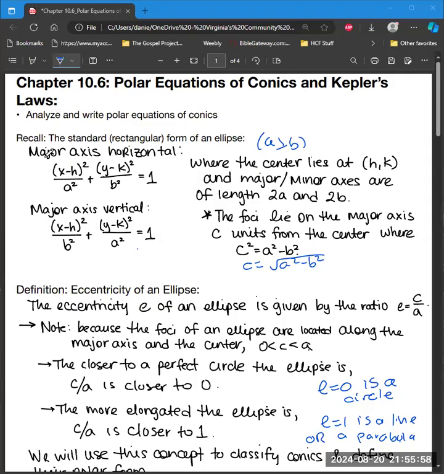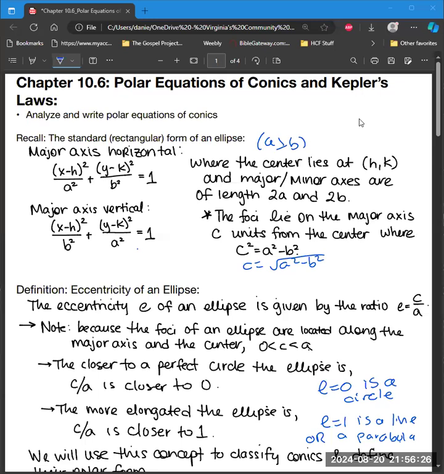In this video, we're going to talk about section 10.6, polar equations of conics and Kepler's laws. We're actually not going to talk about Kepler's laws. We're just going to get right up to the point of being able to talk about them so that you can read about them in the textbook if you want to, because they're not a primary objective right now. So the objective of this video is to analyze and write polar equations of conics.